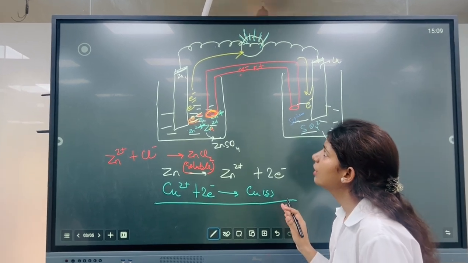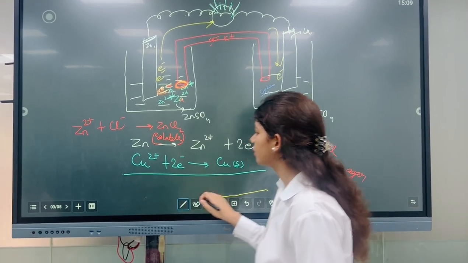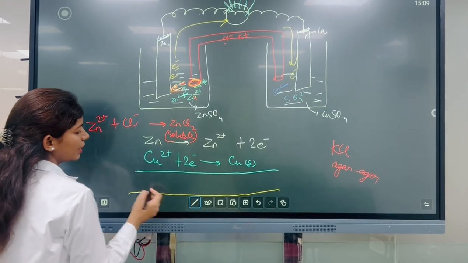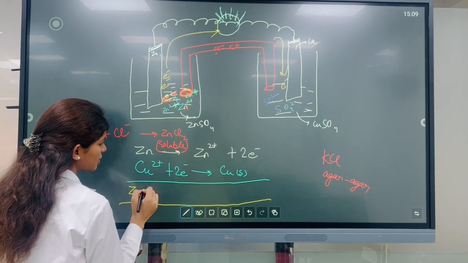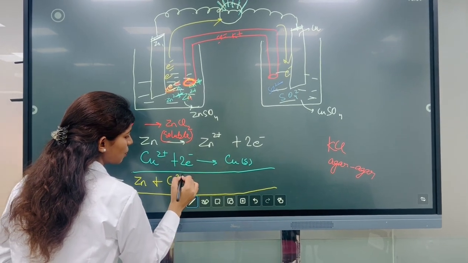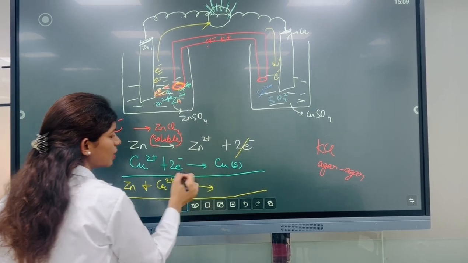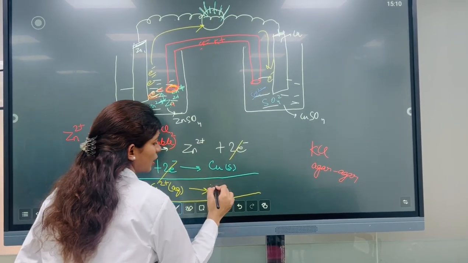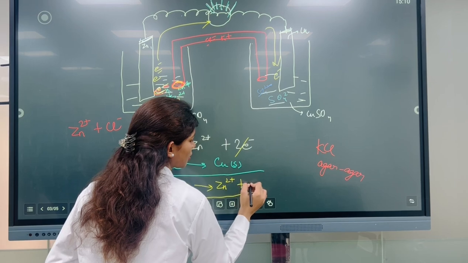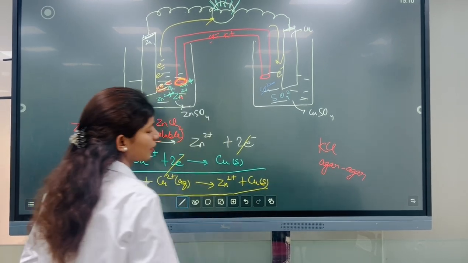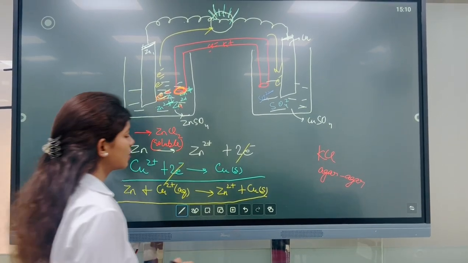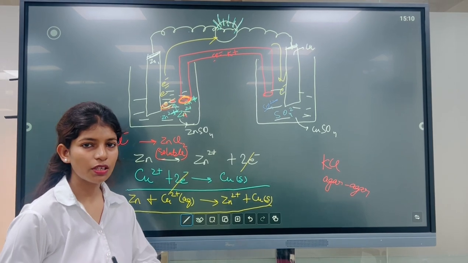So this all happens in this reaction here, and the net reaction we will see here is zinc plus Cu2+ aqueous, because these two electrons will cancel out and the whole reaction will be this here. So this was the whole reaction which will be observed.